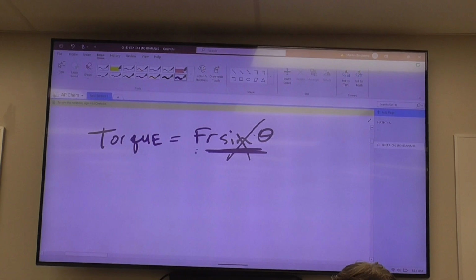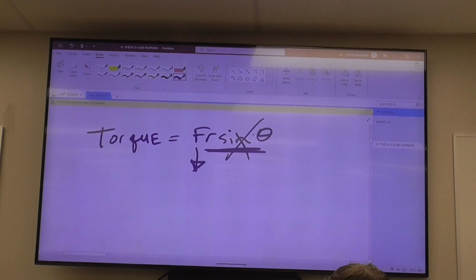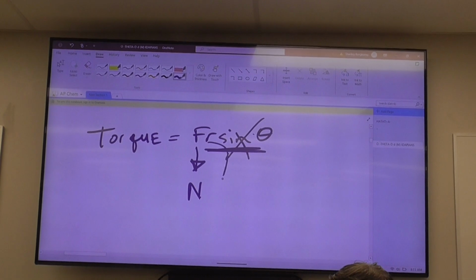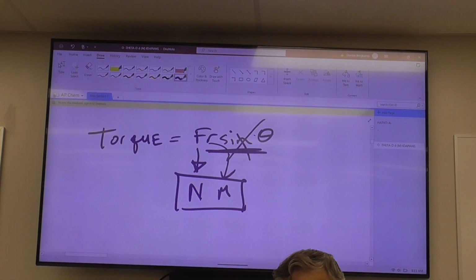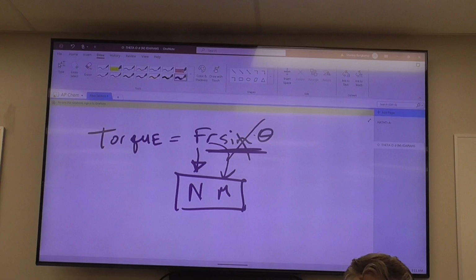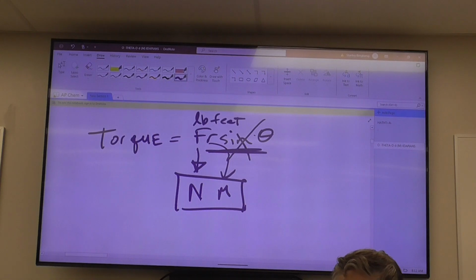So if you look at the units, force is going to be in Newtons, radius is going to be in meters, so this is going to be Newton meters. If you've ever watched commercials for trucks, they'll say it has 500 foot-pounds of torque. The English system equivalent is force measured in pounds and radius measured in feet. So foot-pounds of torque is the same thing as Newton meters.